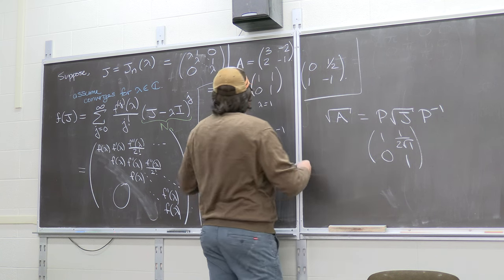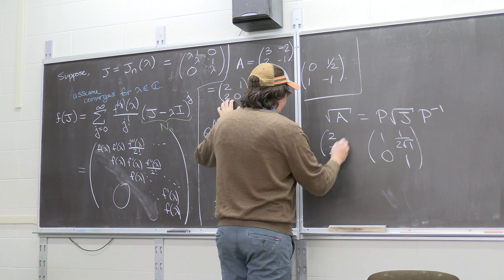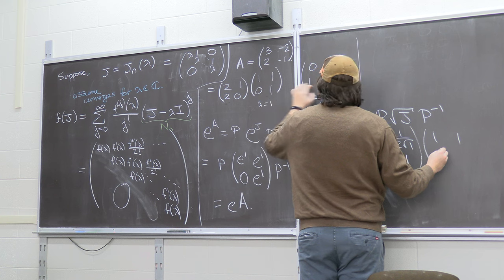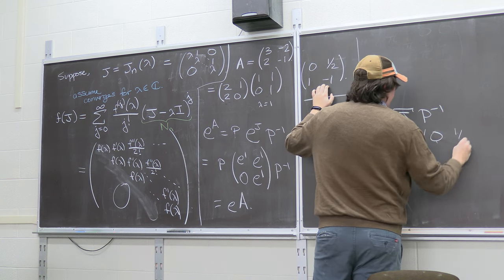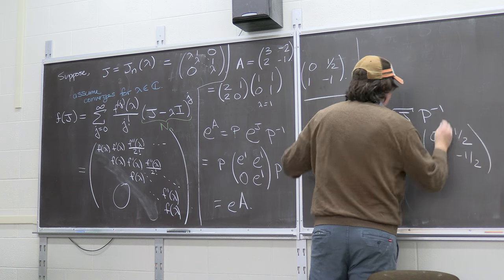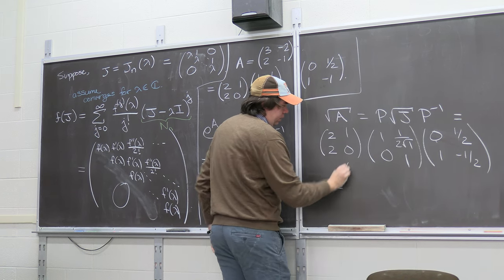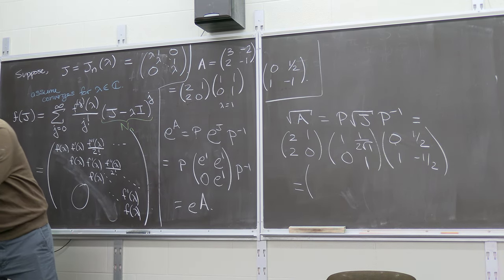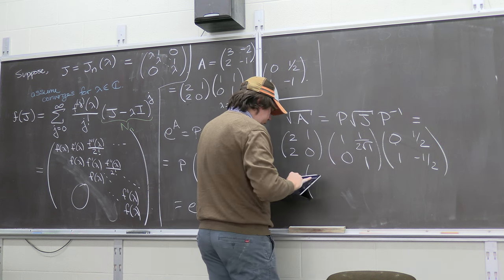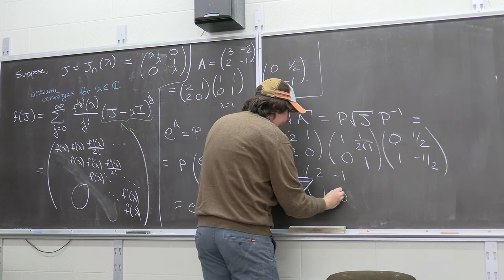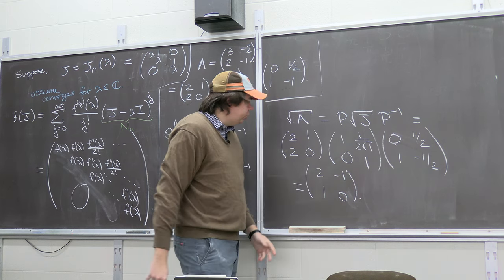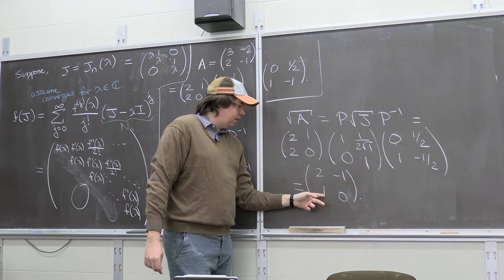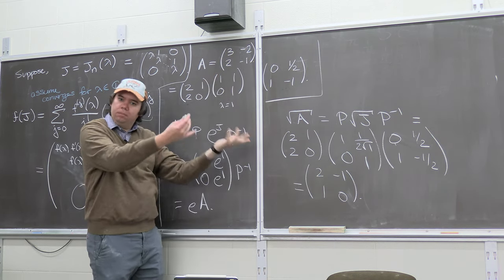And then my P is still 2, 2, 1, 0. And my P inverse is still 0, 1 half, 1, minus 1 half. And so I end up with, multiply these out, what do you get? I'll just give you the spoiler. I did it last night. It just comes out to be 2, minus 1, 1, 0. You multiply those out. And you should check that if you square this thing, you get back your original A. You do, right? This row times this column is 4 minus 1. That gives you the 3 and so forth.